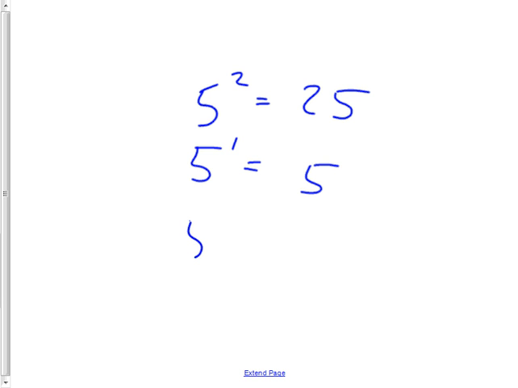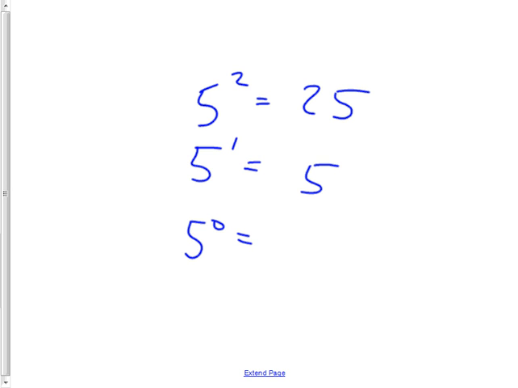A lot of people knew that anything to the 0 power is 1, but they may not know why. All right, let me show you a couple examples. Let's say I had 5 to the 1st power, 5 to the 2nd power. Well, 5 to the 1st power is 5, right? 5 to the 2nd power is 25, right? Well, then if I go down to 5 to the 0 power, it shouldn't be 5, right?